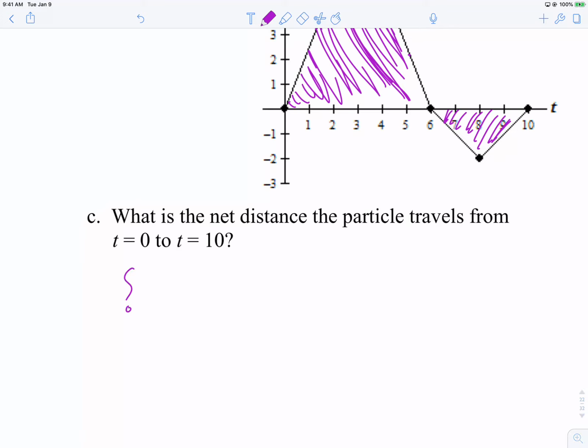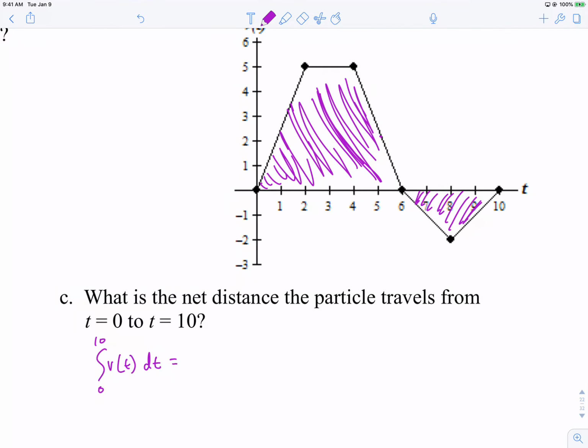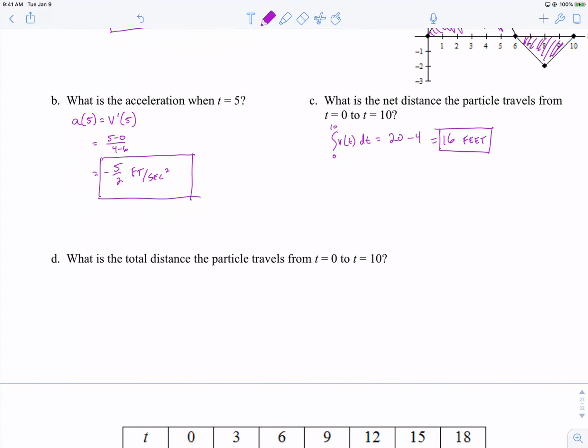So we're going to calculate the positives as positives and the negatives as negatives. So the integral from 0 to 10 of the velocity dt would give us our net distance, and we can find that by doing our geometric formulas. So you're going to do both of those areas, and again, we're going to subtract that lower piece. You can pause the video here and do that. Okay, welcome back. So you're going to get 20 minus 4. You should have got 16, and we are talking about feet because, again, we're integrating velocity. So velocity is a rate. We integrate a rate. We get just feet.